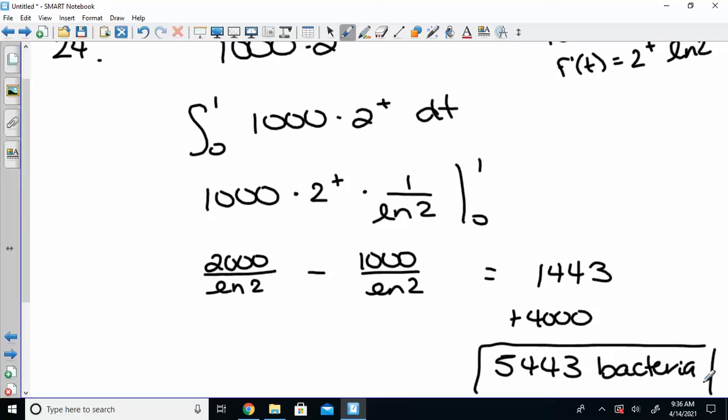So when you did the antiderivative of the problem here, why didn't it be 1,000 change to 1,000t?